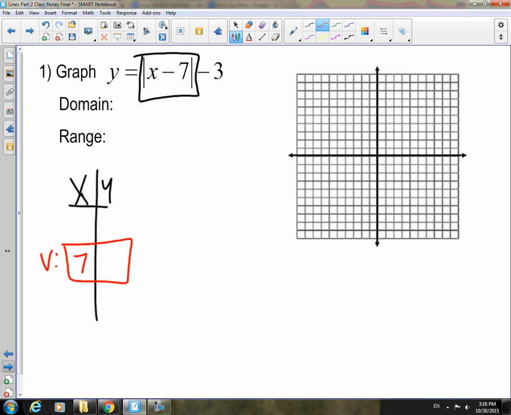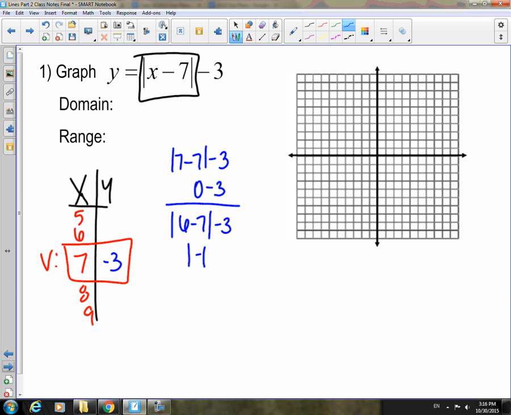So I'll label that V for our vertex. And then we want to go ahead and pick two values smaller. So I'll do 6 and 5, and two numbers bigger, so 8 and 9. And then we want to go ahead and plug those into our equation to fill out our y values. So I'll do the absolute value of 7 - 7, minus 3. So that gives me 0 - 3. So (7, -3) is that coordinate. Now I'll go ahead and do the 6. So I've got the absolute value of 6 - 7, minus 3. So the absolute value of -1 minus 3 is 1 - 3, so -2.